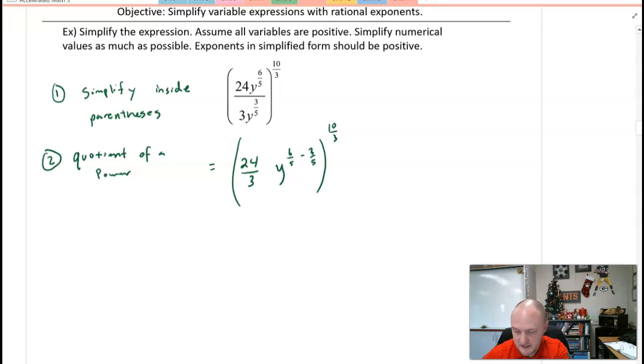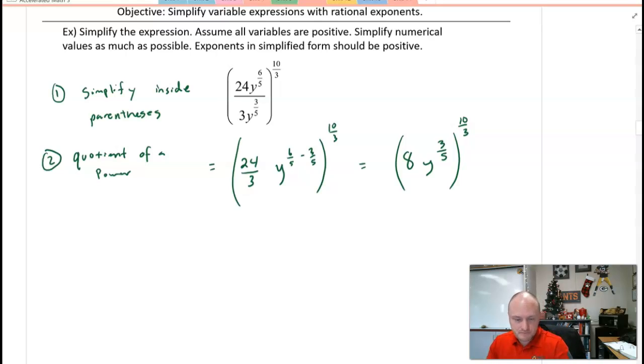Okay, so let me go ahead and just kind of clean this up. 24 over 3, that is 8. And then y to the power of 6/5 minus 3/5. Well, 6 minus 3 is 3. Okay, so we have 8 times y to the power of 3/5, all to the power of 10/3. Okay, well, what now?